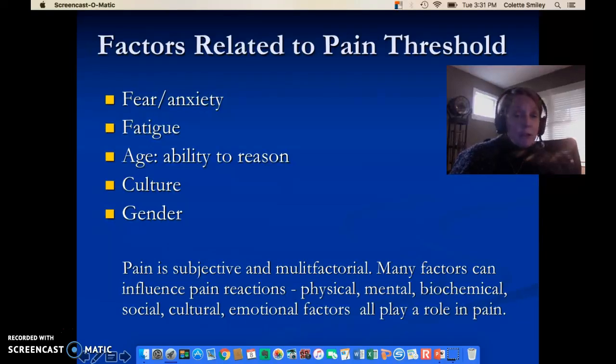There are many factors related to pain threshold. Pain is subjective, and many factors influence pain reactions. Physical, cultural, emotional, all play a role in pain.